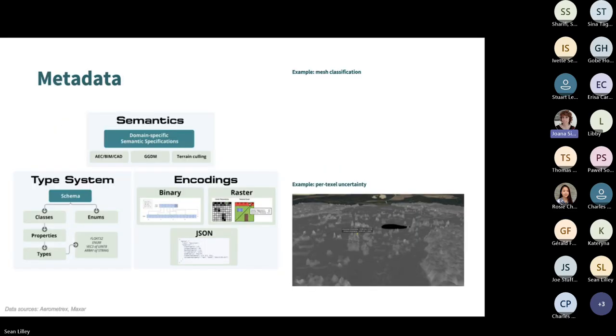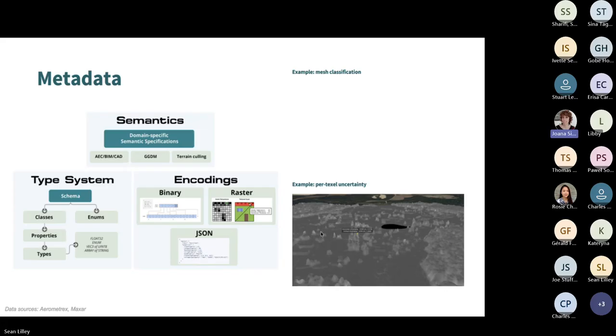Like we have all this geometry and texture information, but we also want the ability to encode properties into these data sets, whether that's per feature properties or potentially per texel properties. So in this example, we have a mesh that has a secondary texture that encodes the local horizontal uncertainty and the local vertical uncertainty. And we need to be able to query it at runtime.